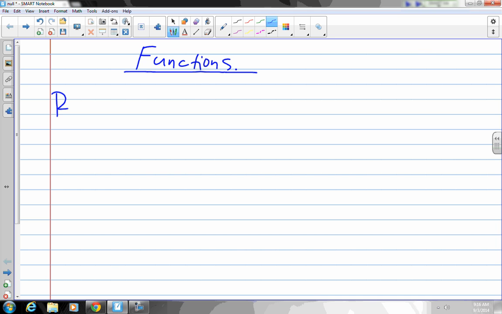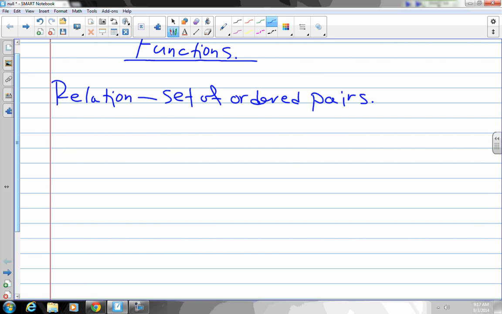So a relation is just a set of ordered pairs. That's how we define the relation. No conditions, no restrictions, just a set of ordered pairs. So for example, let R equal the set of the following ordered pairs.